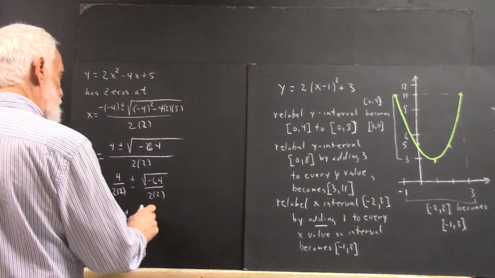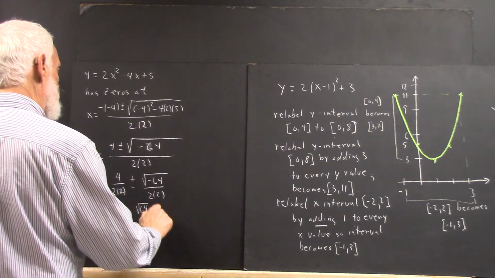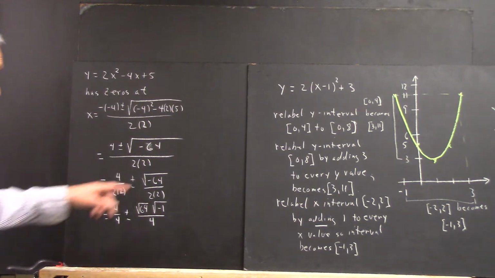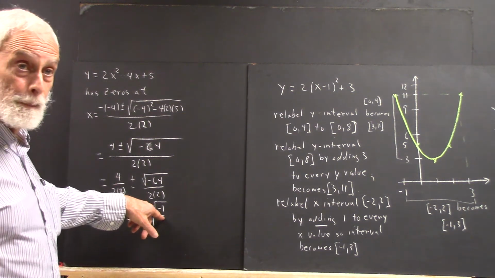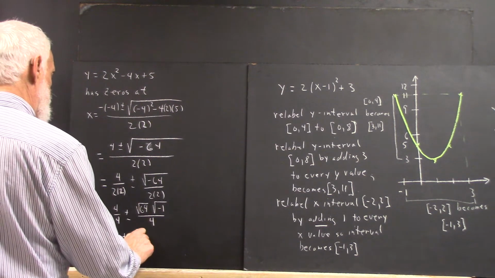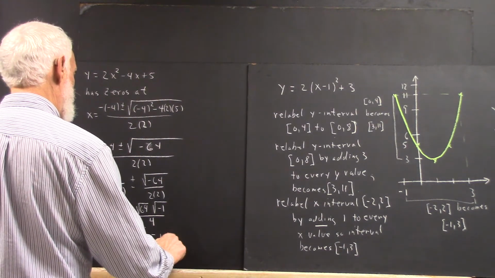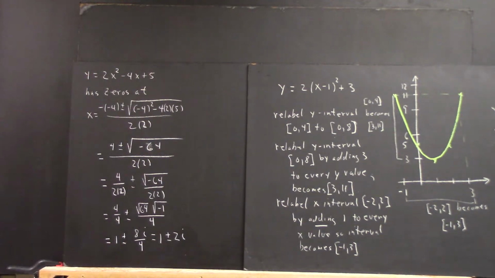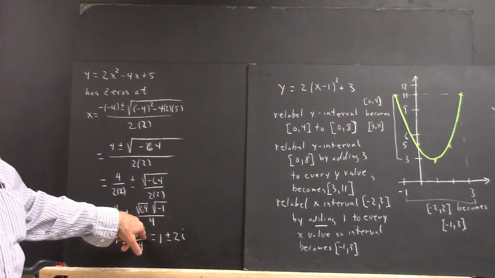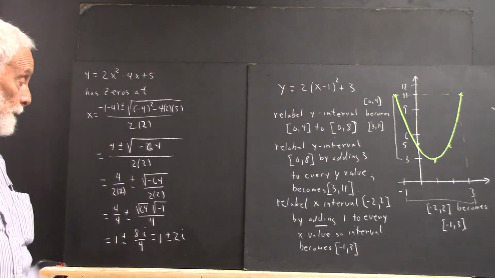And I can simplify this. This is the square root of 64 times the square root of -1. Right? Square root of -64 is the square root of 64 times the square root of -1. Okay? And the square root of -1 is a number we call i, imaginary number, square root of -1, right? Okay? So it's 1 plus or minus 2i.